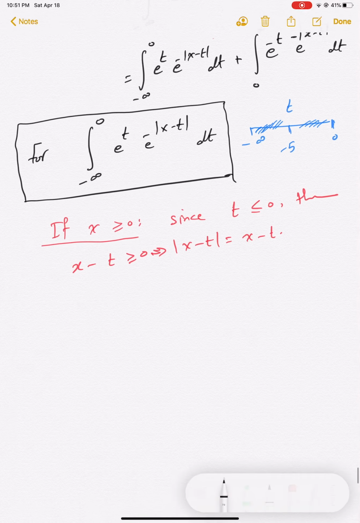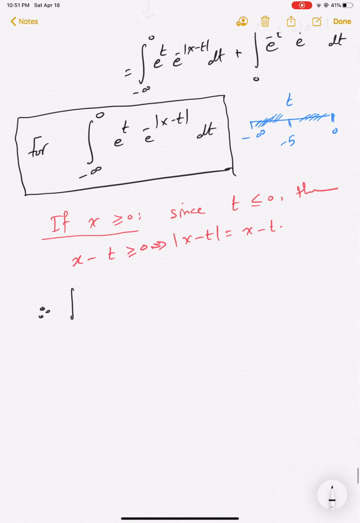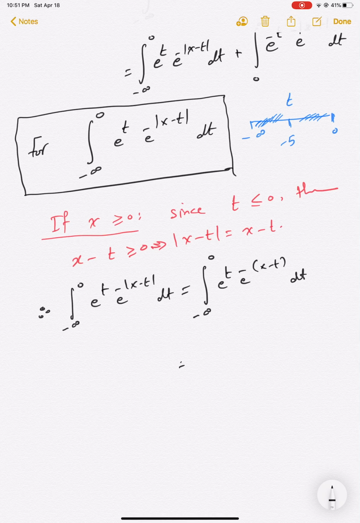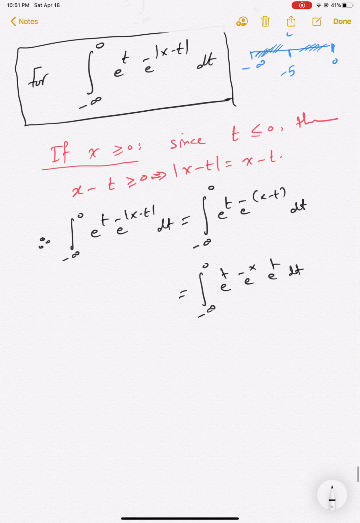So in this case, what happens is the integral from negative infinity to 0, e to the t, e to the minus absolute value. Again, if x is positive, this is going to be e to the t, e to the minus x minus t, and this is an easy integral. So this is e to the t, e to the minus x, e to the t, dt. e to the minus x is a constant, e to the t times e to the t is e to the 2t, so we get e to the 2t over 2 from negative infinity to 0.